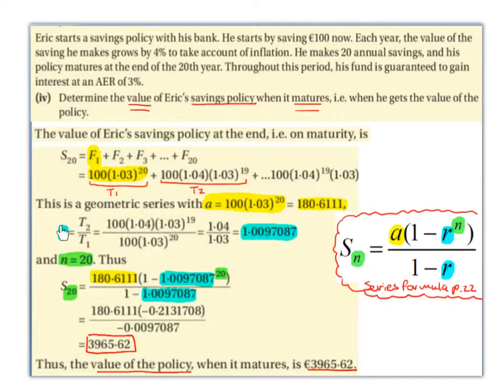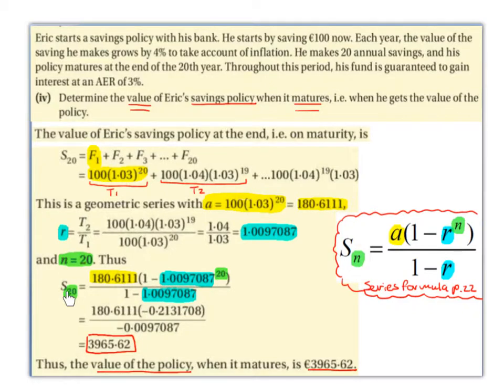The r, the common ratio, is term 2 divided by term 1. This is term 2, and this is term 1. So term 2 divided by term 1 gives us 1.0097087. So that's going to be our ratio, that's going to be the r. So we have it on the numerator and in the denominator. And n is going to be 20 because there are 20 payments. So the n is 20.